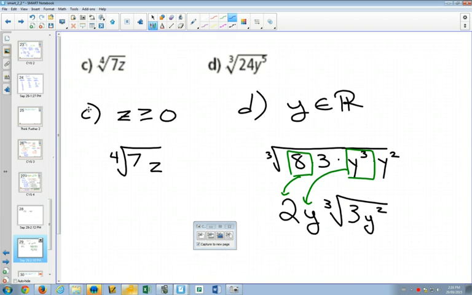Just judging by the reaction, you may need to practice this a little bit. Number 10, 11, and 14.